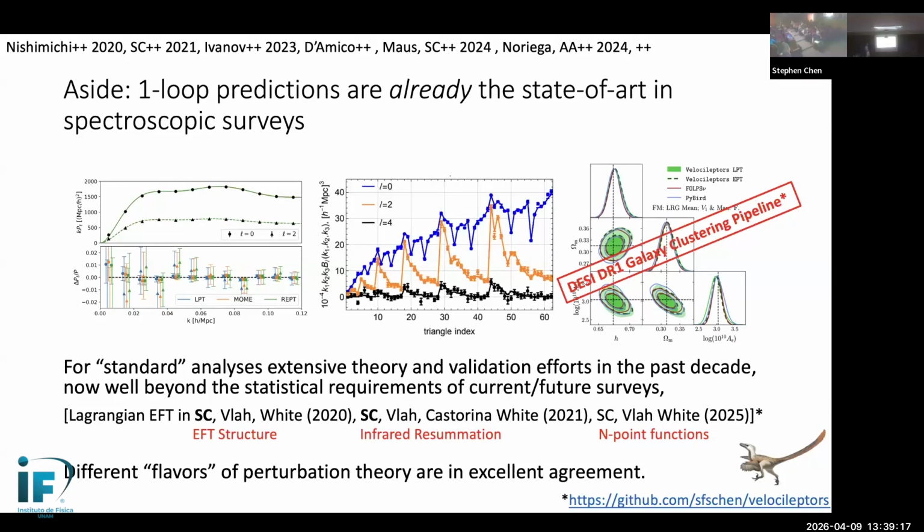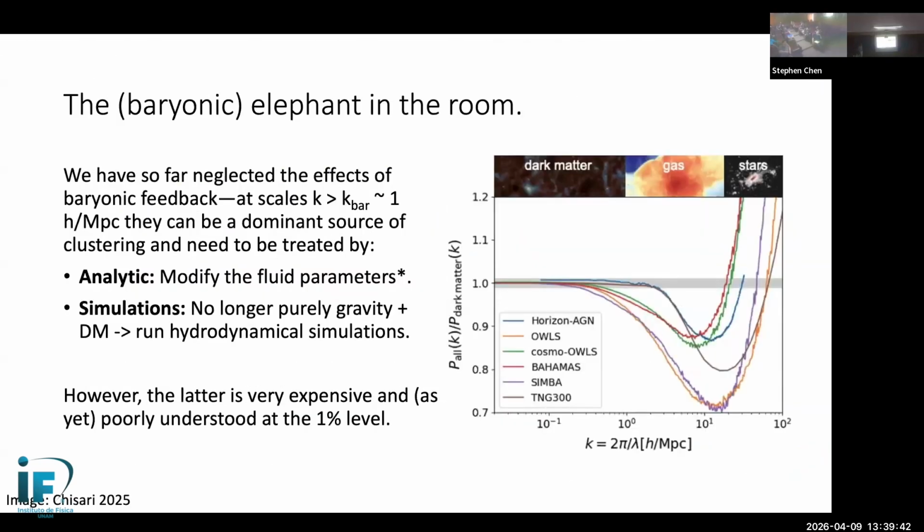I forgot my little advertisement here. But obviously, I also include the work of Hernan, who's in the audience somewhere. But yeah, I think our experience in spectroscopic surveys has been convincing that we can use these analytic techniques to study the clustering of galaxies in fairly precise ways in this picture.